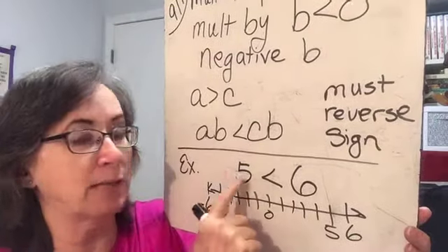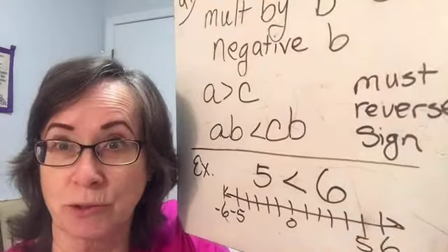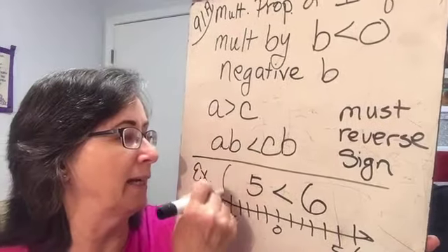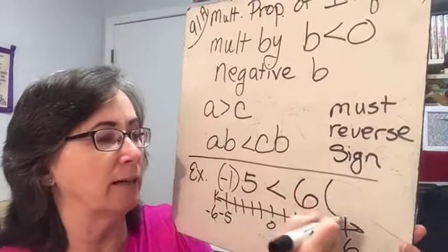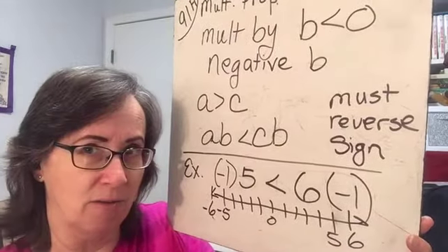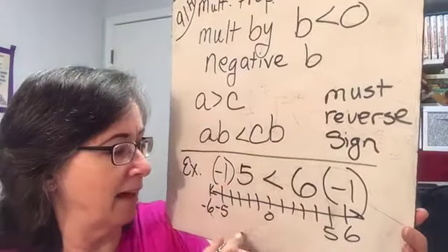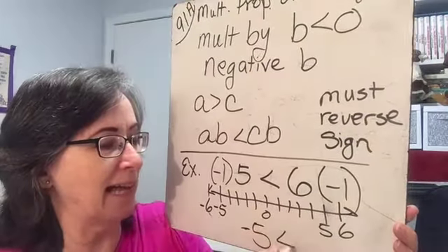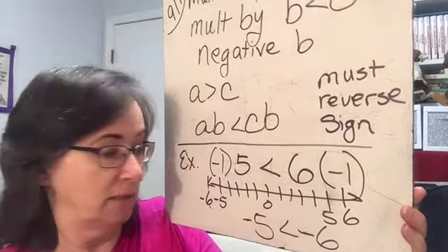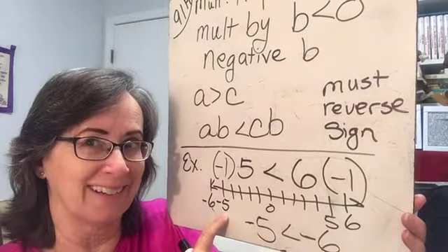So let's suppose I took 5 is less than 6, which is true, and I multiplied both sides of that inequality just by a negative 1. That's all I did, just multiplied by a negative 1. Now I have negative 5 is less than negative 6, and that is not so. Negative 5 is greater than negative 6.